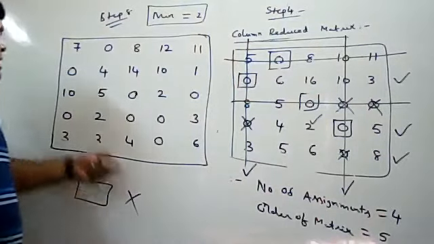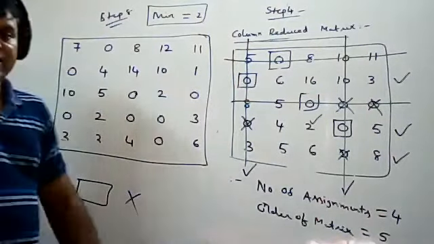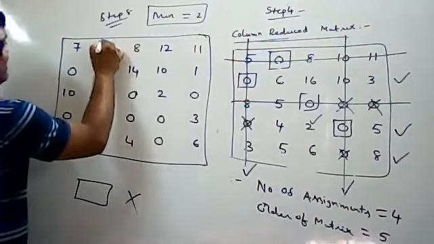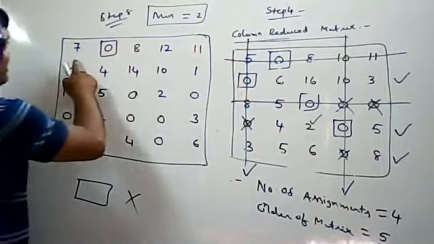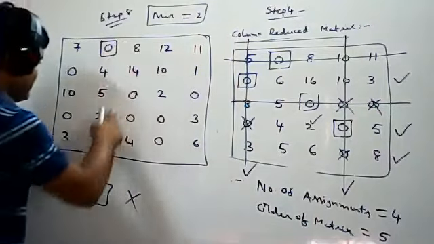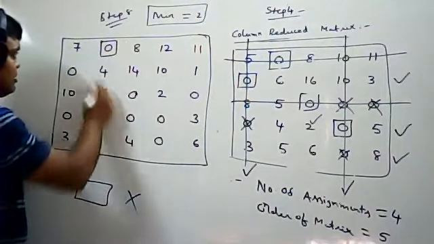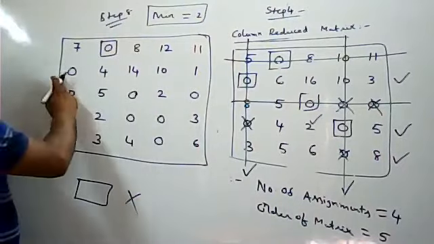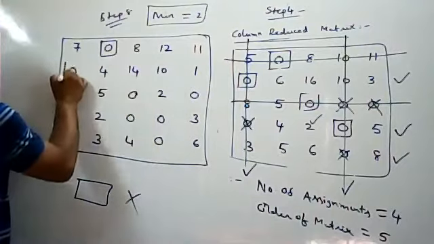What is the procedure? Identify a row with a single 0. Is there any row that consists of a single 0? The first row itself has a single 0. Directly make the assignment. After making the assignment, any other zeros in the row side or the column side should be crossed off. Zeros are not available, so you can leave it. Next, go for a single 0 again. Second row single 0 is available.